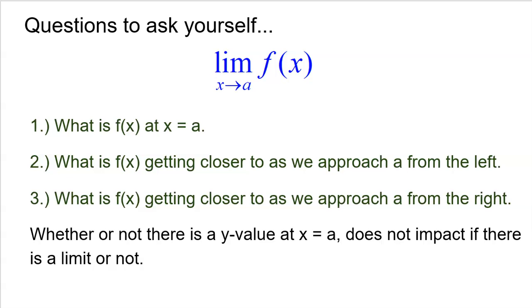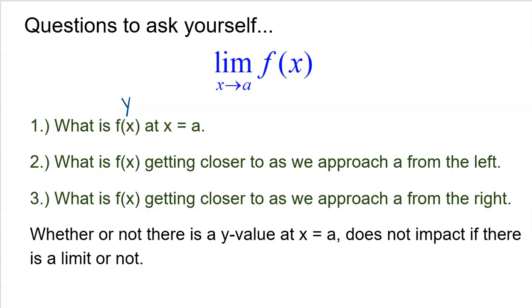First, ask, what is f of x at x equals a? So what is y? Please keep in mind that f of x is just a fancy way of saying y. So you're asking, what is y at x equals a? Now listen, this may or may not be your answer. There may be a point there, may not be a point there. It could be undefined. But it's worth at least examining that, and you'll see why when we take a look at some examples.